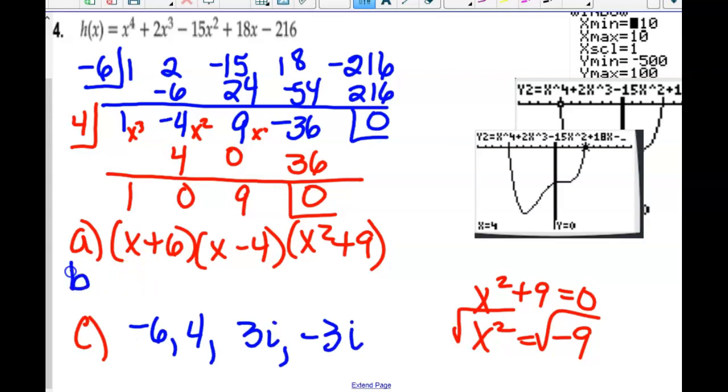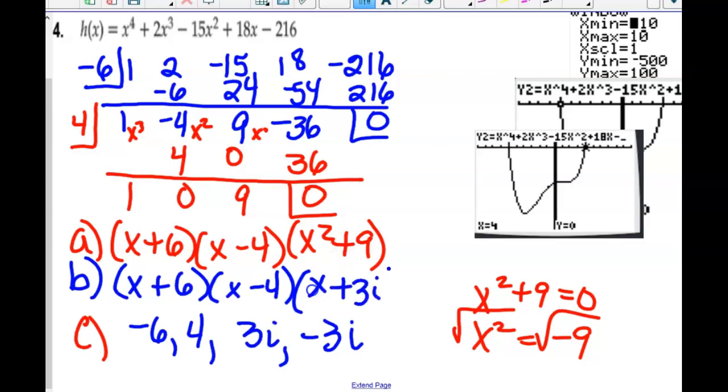The other thing it asks for are the linear factors. So you would have to go x plus 6, x minus 4, and what are the other two if this has to be in, yes, any order of 3i and minus 3i, okay? These are linear, and these were what's called irreducible.